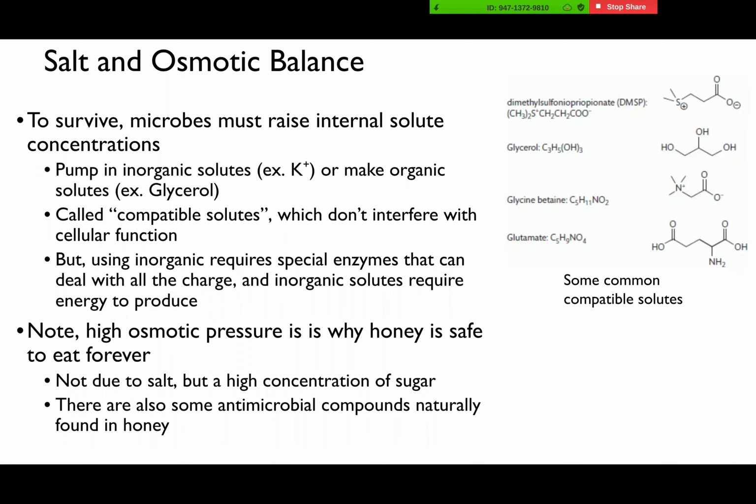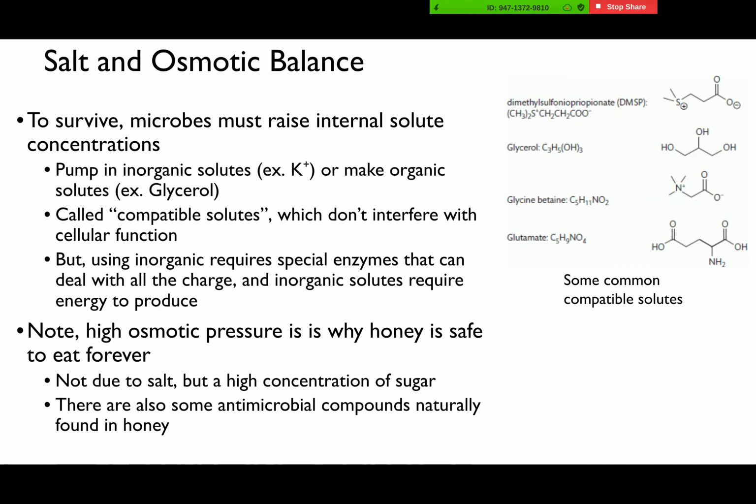Now, the way microbes handle osmotic concentrations is by raising their internal solute concentration. There's a number of mechanisms that microbes have, including pumping inorganic solutes, i.e. potassium, or making organic solutes such as glycerol, which is called making compatible solutes, which don't interfere with cellular function, but balance the osmotic pressure, or balance the salt. We have just as much salt on either side. This is what we're doing to help balance this.